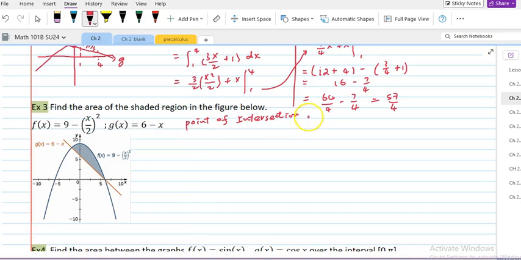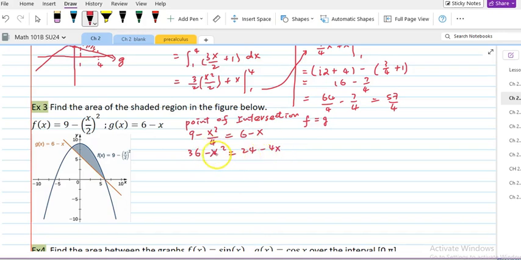You would have f equal to g, right? Because f and g have the same y. So 9 minus x squared over 4, x over 2 squared is x squared over 4, equal to 6 minus x. Multiply everything by 4 because I want to clear the denominator. It will be 36 minus x squared equal to 4 times 6, 24, minus 4x.